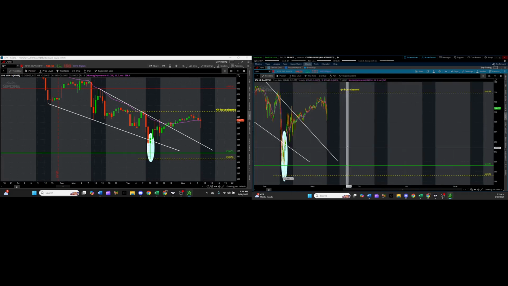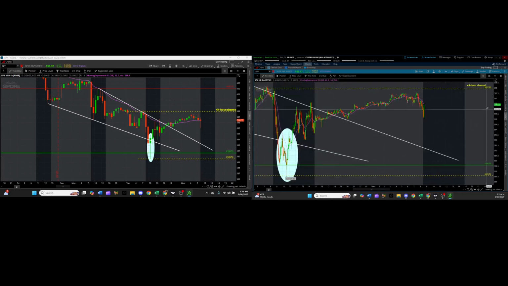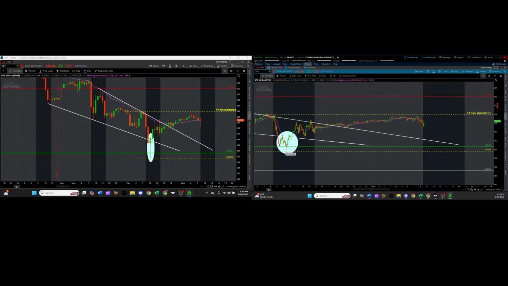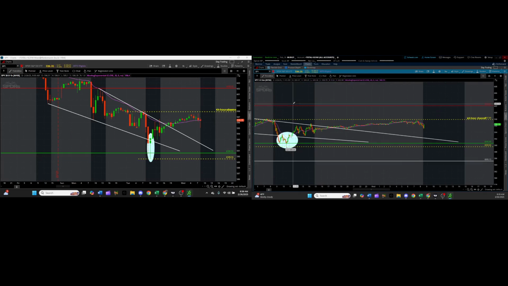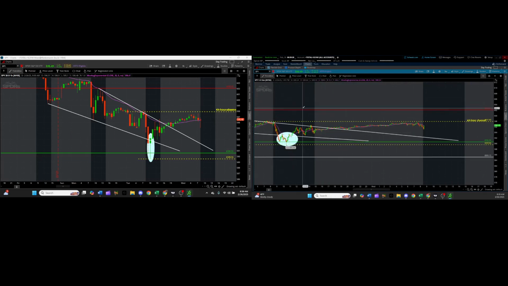So don't fall into the hype, thinking that we're going to go to the moon and be bullish. It's going to bump its head on that 4 hour pullback EMA.